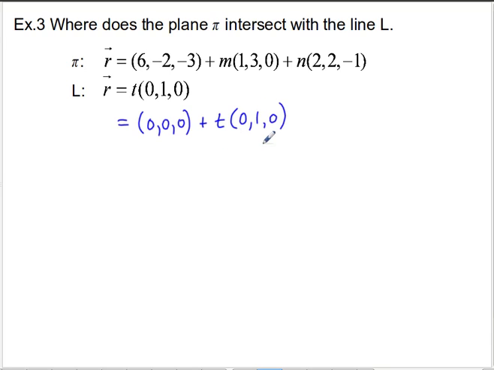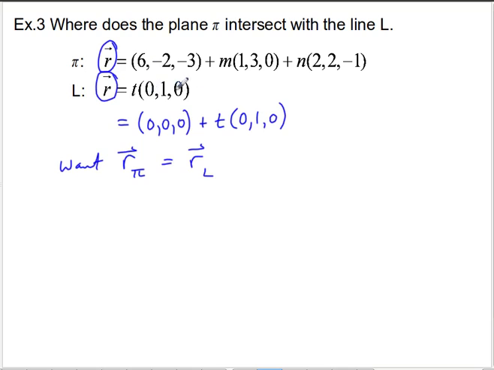So the question becomes, is there some way that we can reconcile these things? In other words, is there some way I can get this position vector to be the same as this position vector? So we want the position vector for the plane pi to be equal to the position vector for the line L. That's essentially what we're asking if we're looking for an intersection. We're saying, when do these two positions occupy the same point or direct us to the same point.